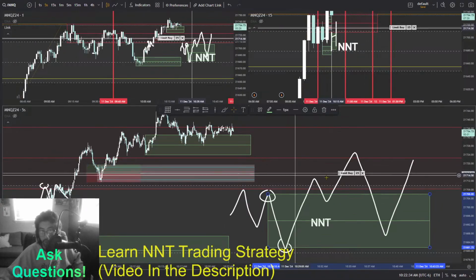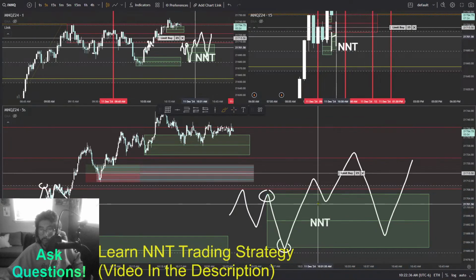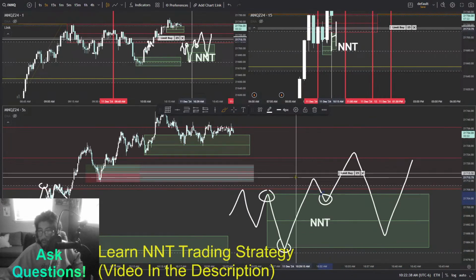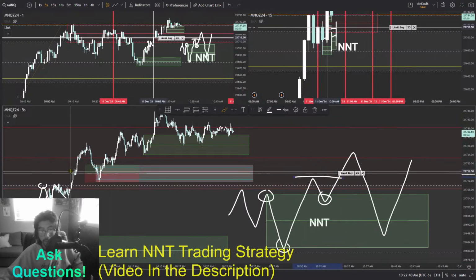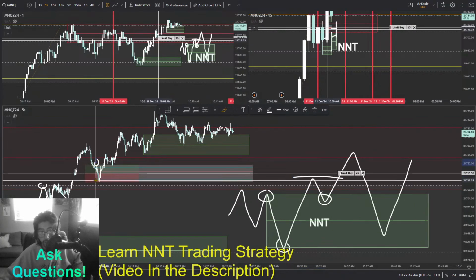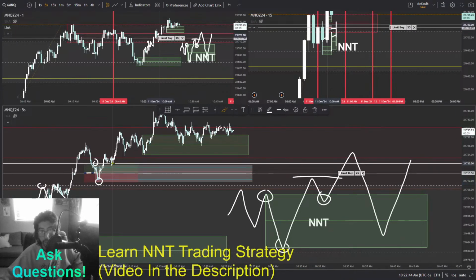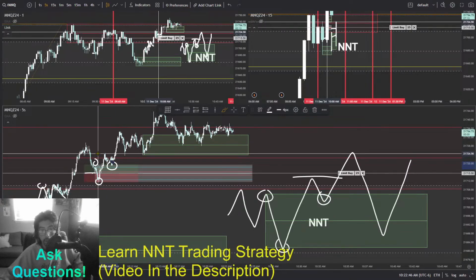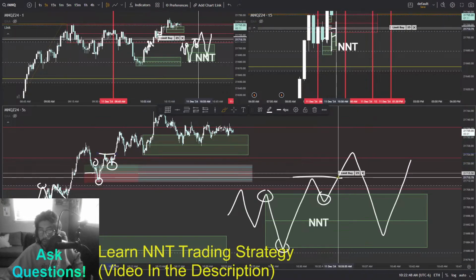I'll also show you a real life example shortly. So we have a tap on the zone. After the tap, we want it to break structure. So just like this example over here: swing high, swing low, the sweep, the tap on the zone, and the break of structure after the tap, just like right here.